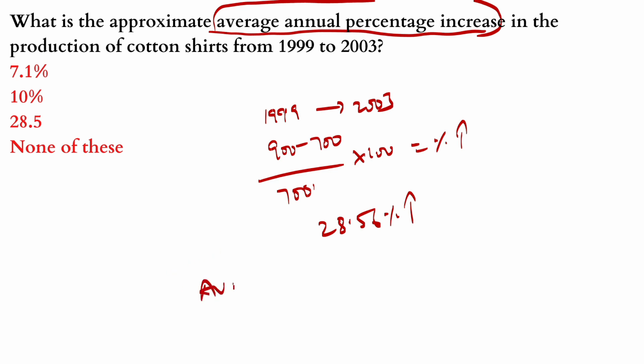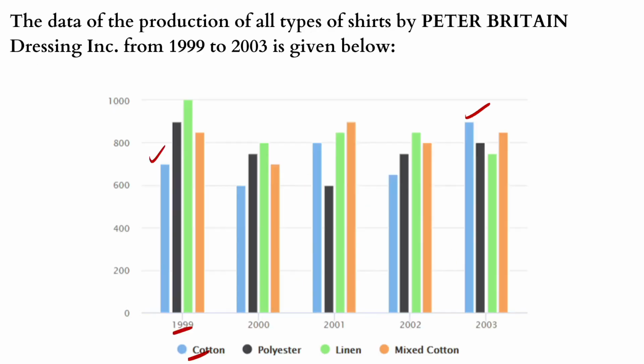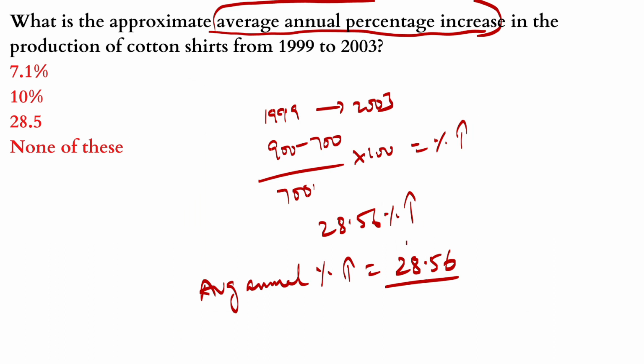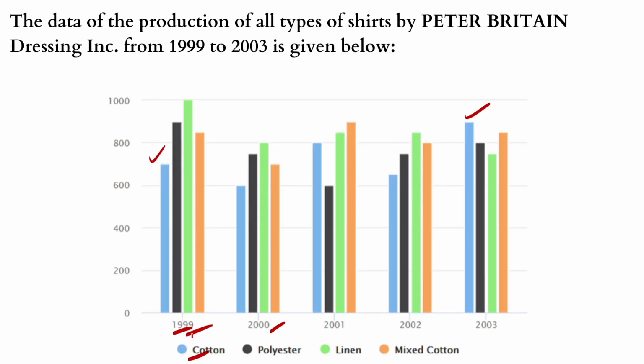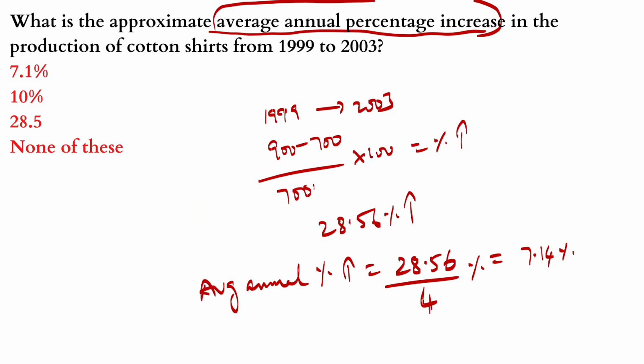So the average annual percentage increase is 28.56 by how many are there? 4 are there, so divided by 4, this is equal to 7.14%. So we have 4 years from 99 to 2000, this is the first year. From 2000 to 2001, this is second year. This is the third year, and 2002 to 2003, this is fourth year. So we divided it by 4. So the final value is 7.14 percentage. This is close to 7.1. So 7.1% is our answer.